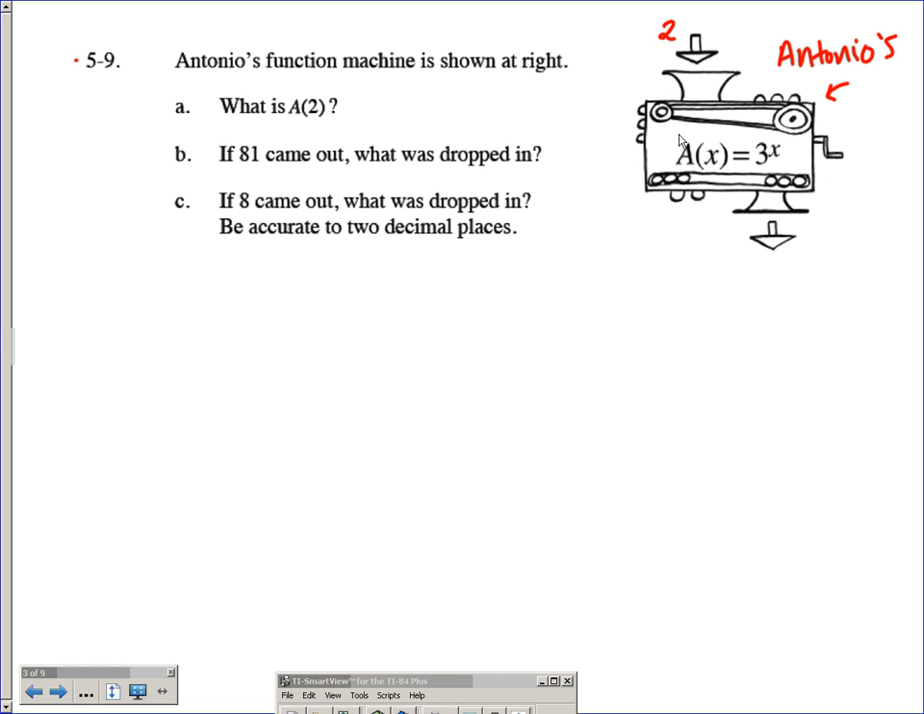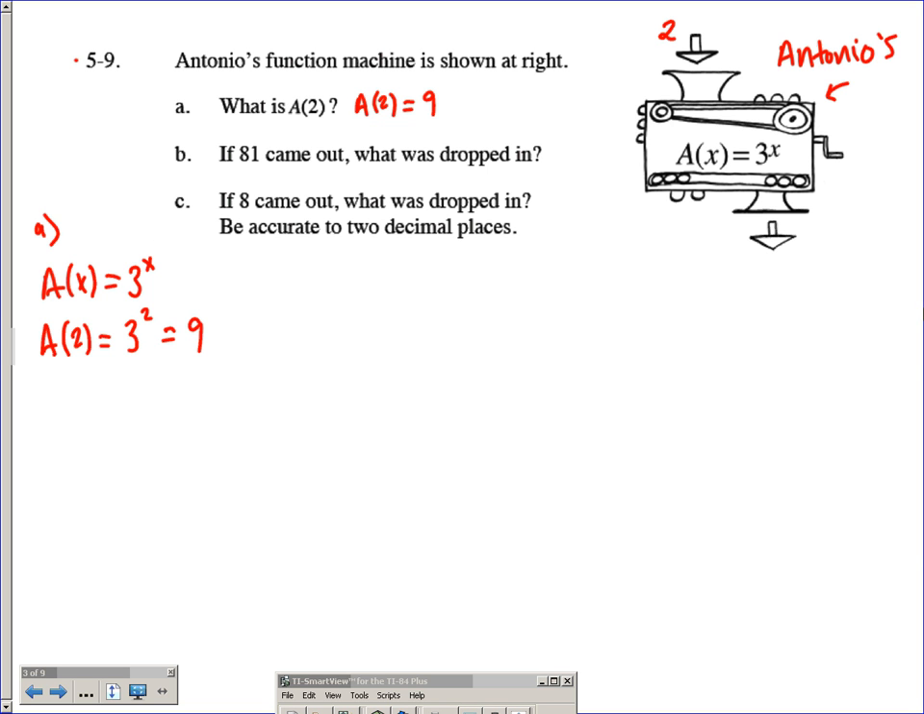Well, the function we're starting out with here is a of x equals 3 to the power of x. So I'm going to take it here and put 2 in. So the function a of 2 is going to equal 3 to the second power. Well, 3 to the second power we know is 9. So when we put in 2, the output is 9. We know a of 2 equals 9. So that is letter A.